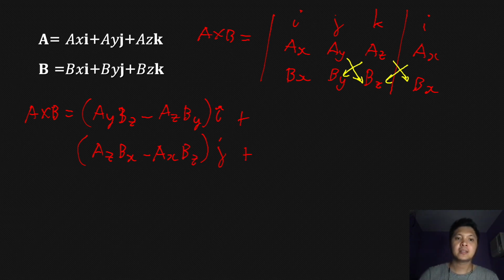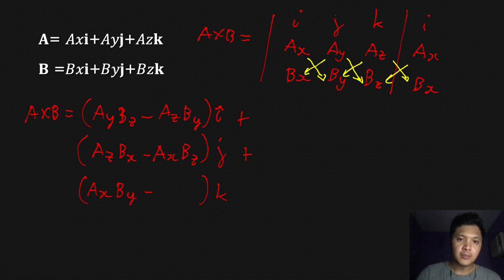Okay, next we have K. To get K, we have to disregard this, and then we do AxBy minus AyBx. So that is AxBy minus AyBx. Now this is the final answer. We were able to get the cross product, A cross B.